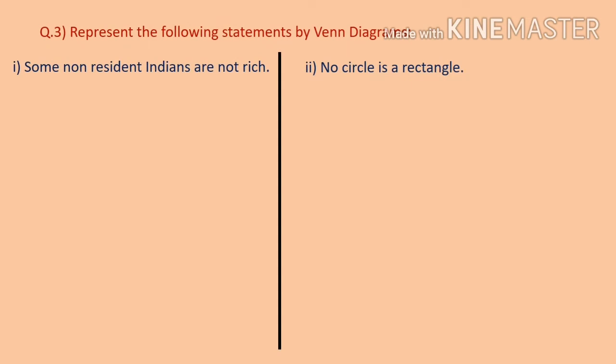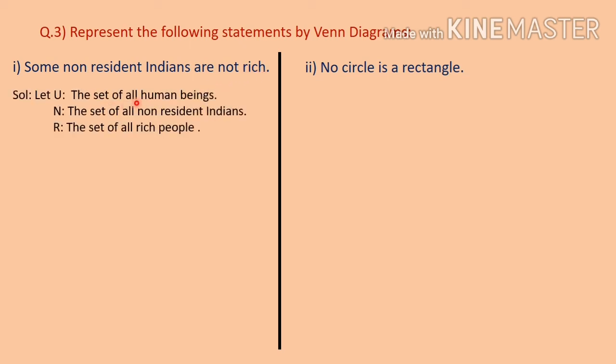So now let us start with question number 3. Represent the following statements by Venn diagrams. First one, some non-resident Indians are not rich. Now first decide the sets. We will have a set of non-resident Indians and a set of rich people. Correct? Now both non-resident Indians and rich people are human beings. So we will say, let U be the set of all human beings, N be the set of all non-resident Indians, and R be the set of all rich people.